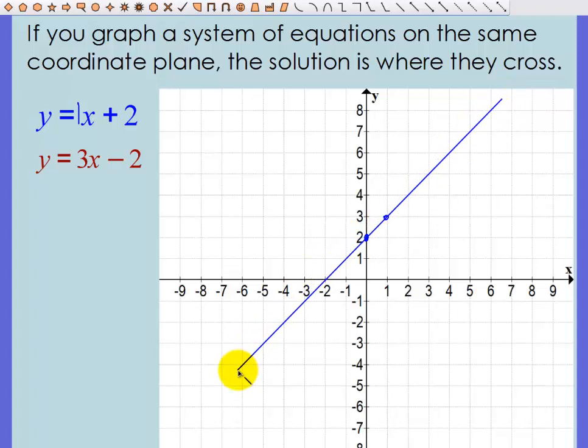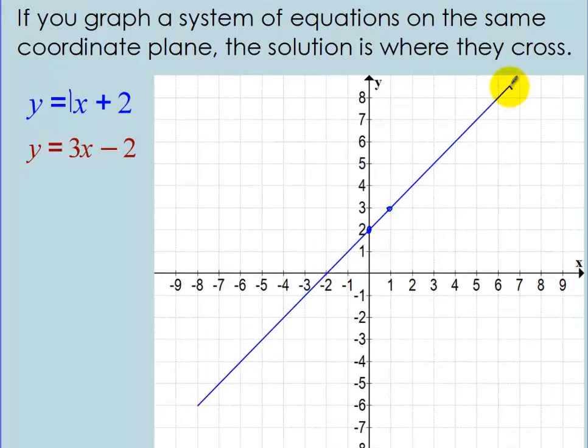And you want to be very precise when you graph. That's why I'm using these actual straight lines here. You use a straight edge because you have to be very precise to see where they actually cross. If you try to freehand it, you might get it wrong. Let's do the other one. We'll do this in red.